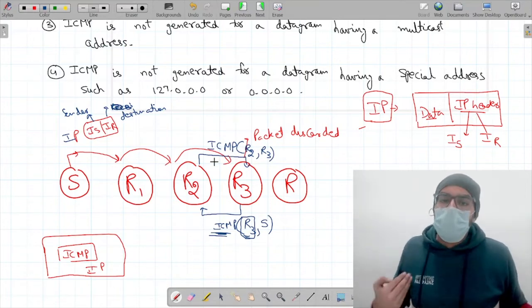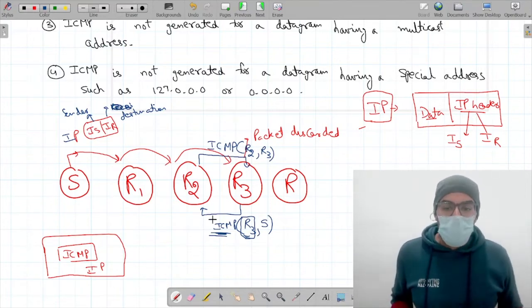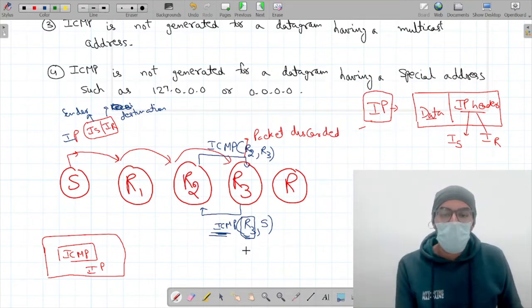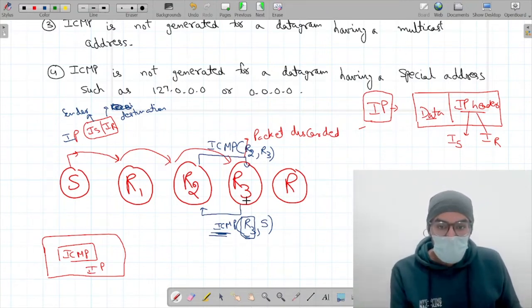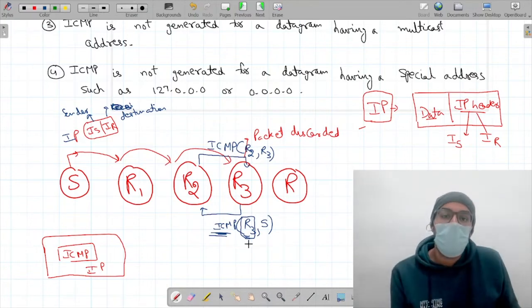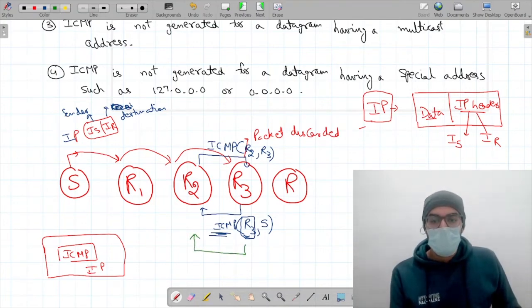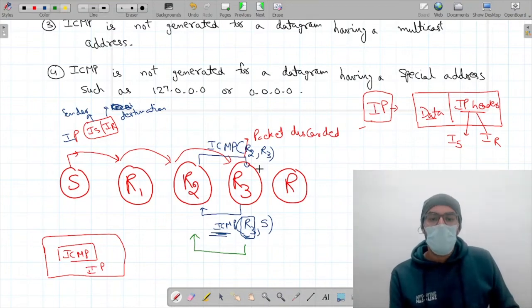It might be that there is network congestion or some other error. Let's take a case that it again got discarded. So I'm showing it with another color, that R3 is discarding this packet as well. So it is going to send an ICMP message according to the protocol that I have told you, that whenever an IP packet is discarded, we send an ICMP message. So an ICMP message is sent to R2 that I have discarded your packet.